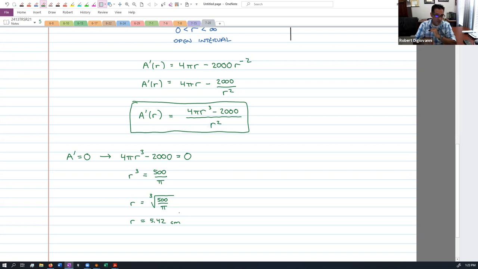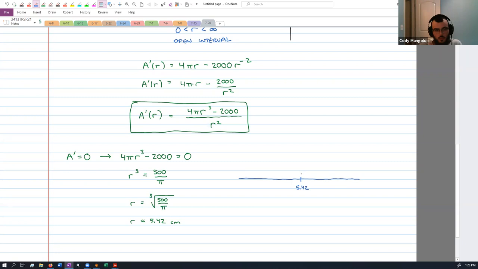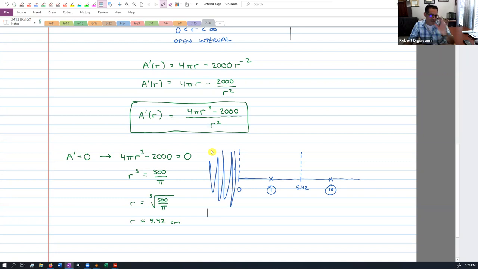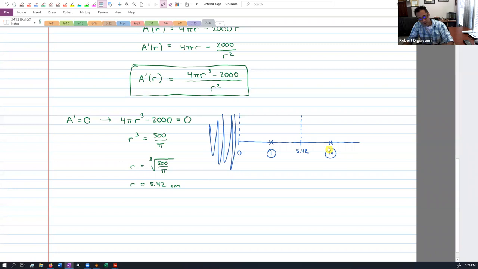To show it's a minimum, go ahead. I was thinking of that, but now it's the number line. You put 5.42 in there and then you get a value on either side and plug it into the derivative, if I remember right. I would say plug in, let's say maybe 1 and 10. You can make your own numbers. Just remember that at zero, you don't want to go over here because the domain, the radius, has to be positive. I think we can agree on that, right? The radius has to be positive. So just pick something to the left of 5.42, to the right of 5.42, and plug those into the derivative.